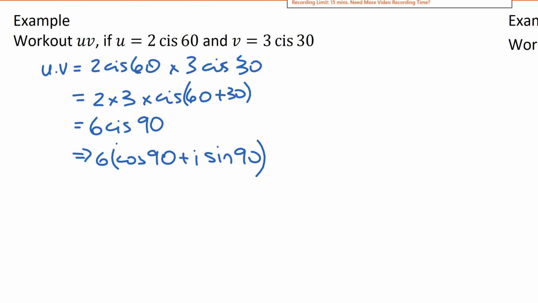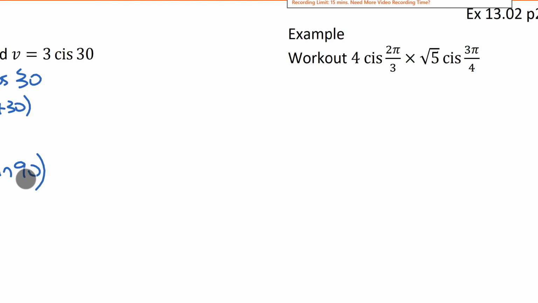What's the cos of 90? 0. What's the sine of 90? 1. So that's 6i, isn't it? And if you think about where 90 would be on an Argand diagram, it would be straight up there, wouldn't it? Does that make sense? Okay, what about the next one?